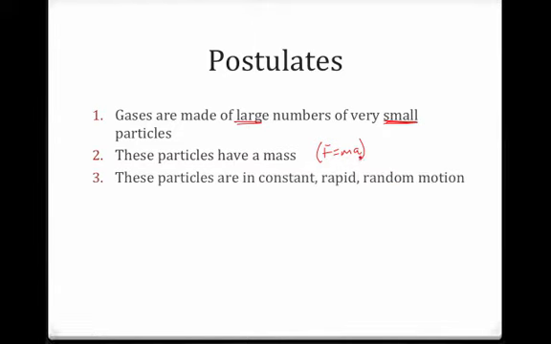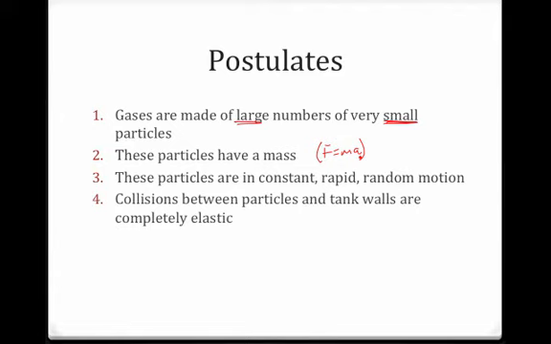These particles are in constant, rapid, random motion. Particles of gases and particles of all substances are always moving, and they're moving at very, very high velocities, hundreds of meters per second. So much, much faster than anything we're normally used to dealing with.